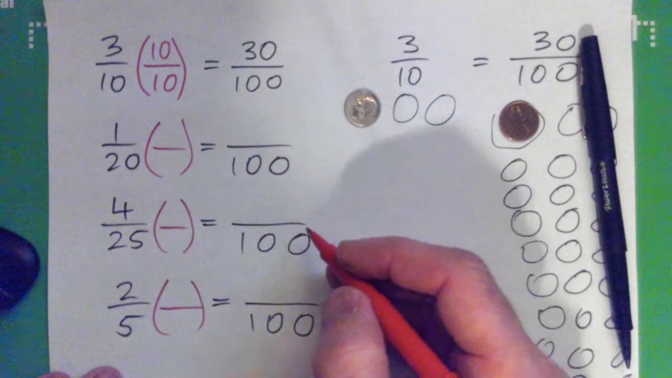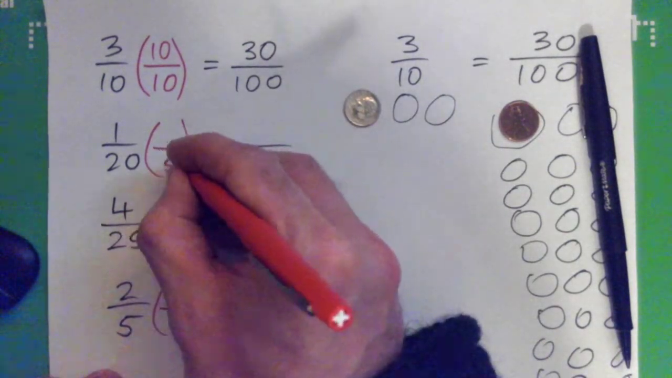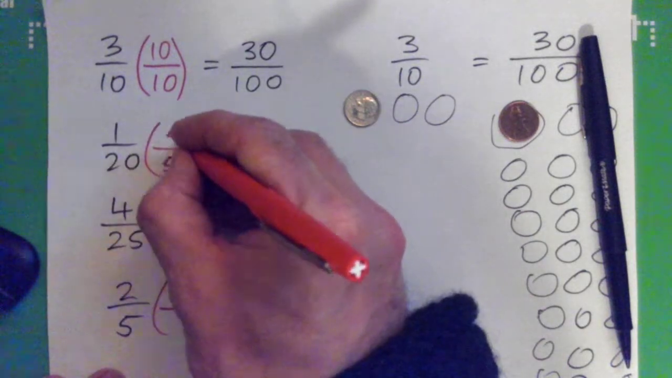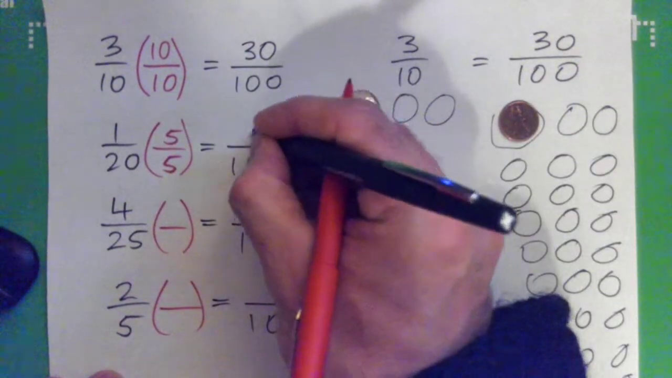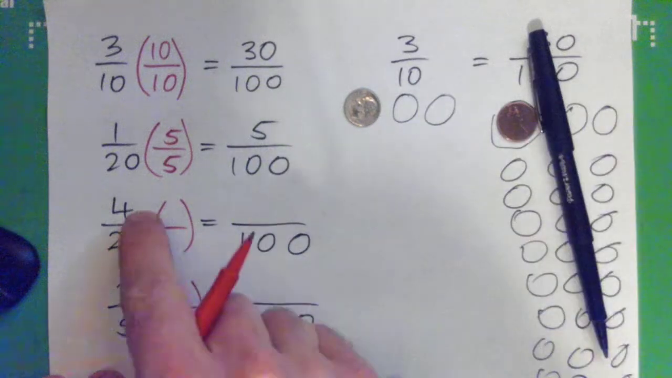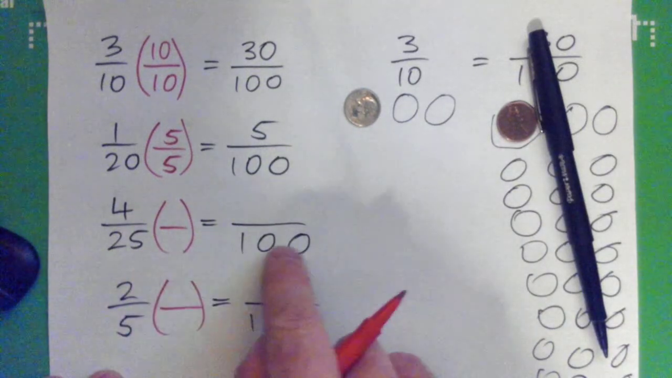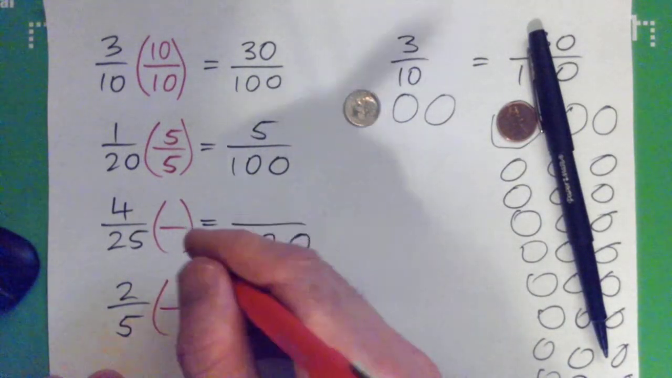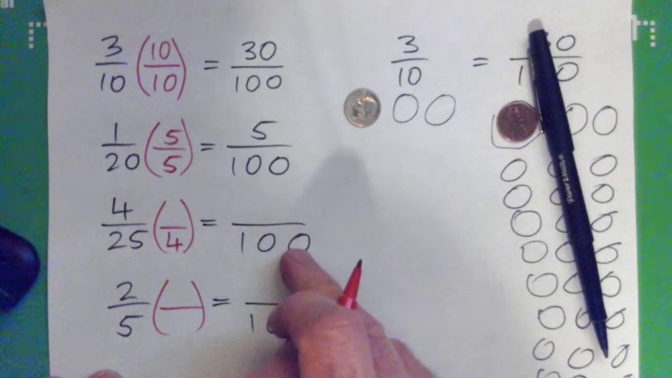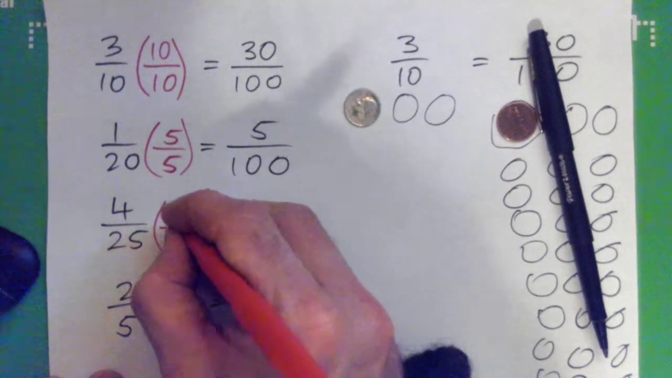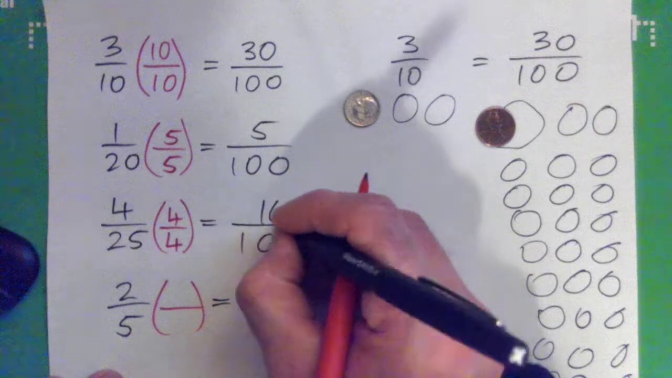So for 1 over 20, 20 times 5 gives 100. And on the top, 1 times 5 gives 5. So 5 hundredths, right? 4 over 25, 25 times what gives 100? 25 times 4 gives 100. And so we also must multiply the top. 4 times 4 is 16.